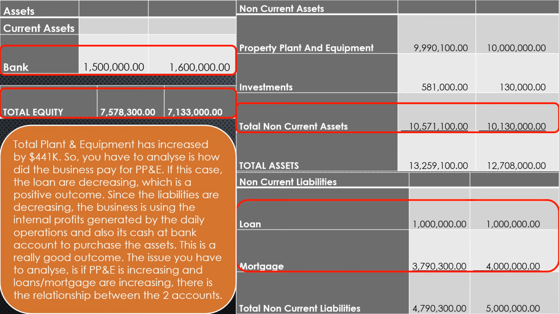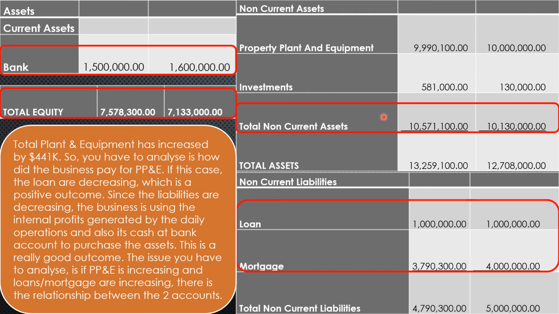So the next relationship we are going to be looking at is a relationship between how we're actually paying for our property, plant, and equipment, and the 3 accounts that are in question are total non-current assets, okay, loans and mortgages, and also our bank account. Now, looking at the extracts of the statement of financial position, which looks at total assets and assets, you can actually see here that our total non-current assets have actually increased by $441,000, which is a good outcome for the business, which means that the business is growing and expanding.